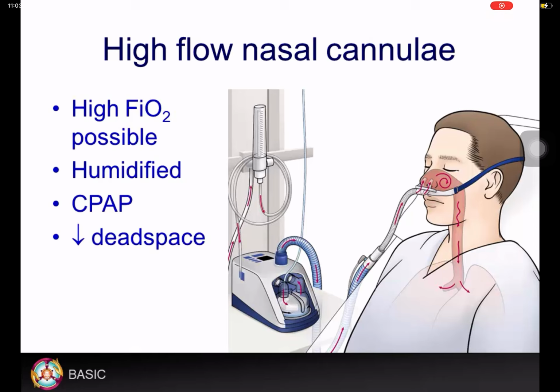High-flow nasal cannulae allow the delivery of humidified gas with a high oxygen concentration. The high flow provides CPAP if the patient keeps his or her mouth shut, and the turbulent flow results in dead space gas in the pharynx being washed out.